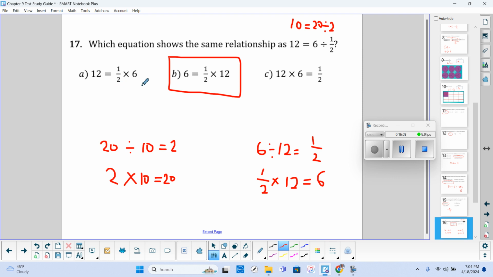How about 1/2 times 6? Half of 6 is 3. This one's just not even true at all. Or this one, 12 times 6 is 72. 12 times 6 doesn't equal a half. See, if you see things that are just flat out false, you can't go by that. This is true, and this one's true. That was a little bit of a long explanation.